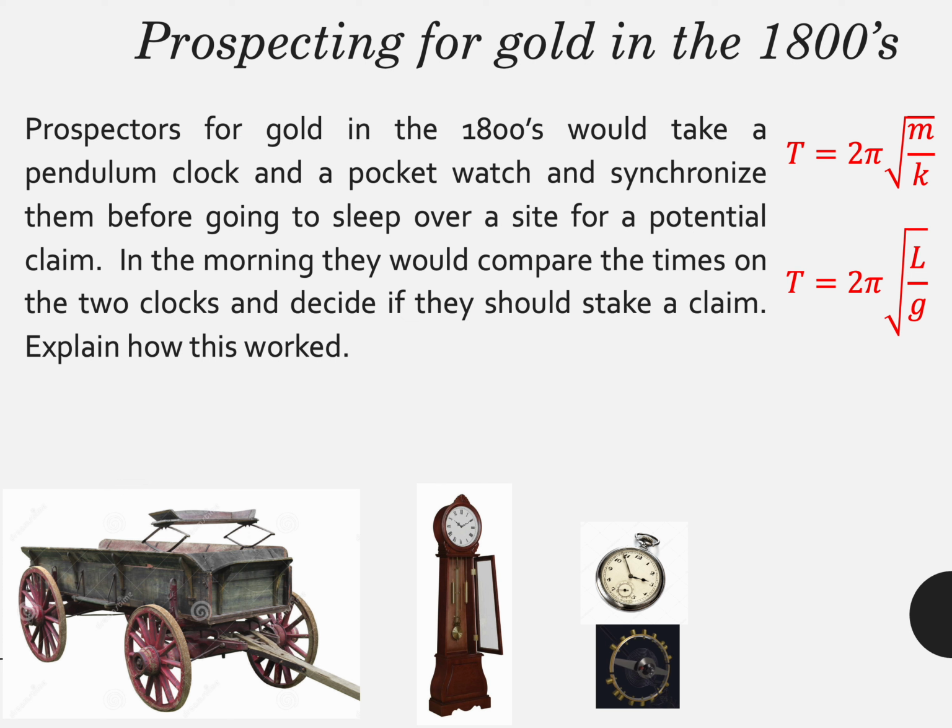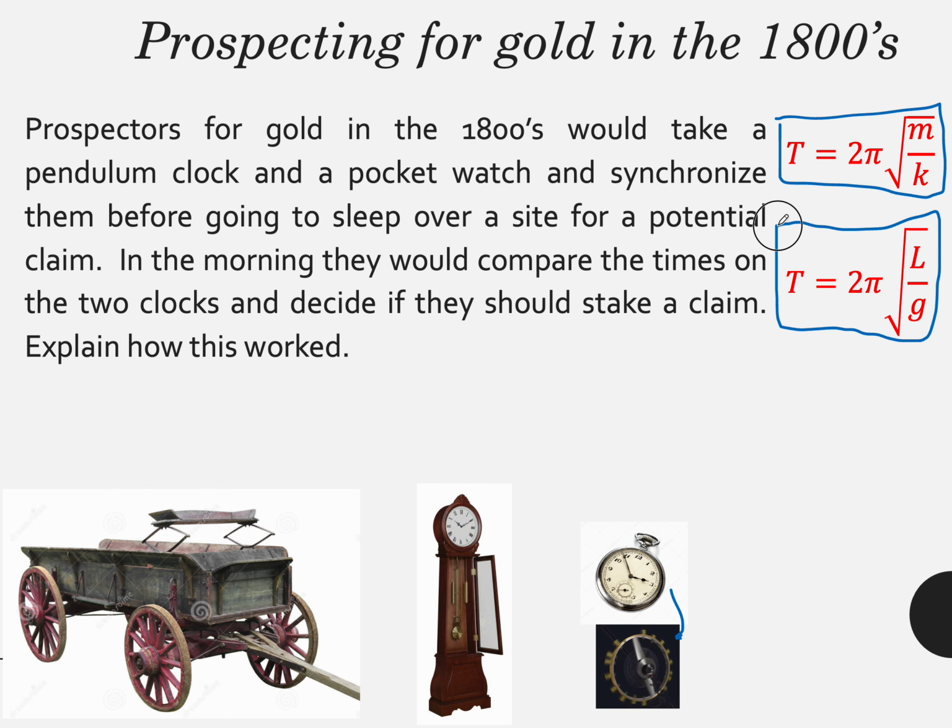Now, real quick on this one, the pocket watch is a mass spring oscillator. This is what it looks like inside. And so it's using this formula. And the pendulum clock, the grandfather clock, is using this equation. You're like, wait, how in the world could you detect gold with this? I'll give you one hint. Gold is very dense, almost the same density as lead. In other words, it's got a large amount of mass per unit volume. Could you please pause the video if you're watching this? And I want you to argue this one out for a moment before I give you the answer. So pause now.